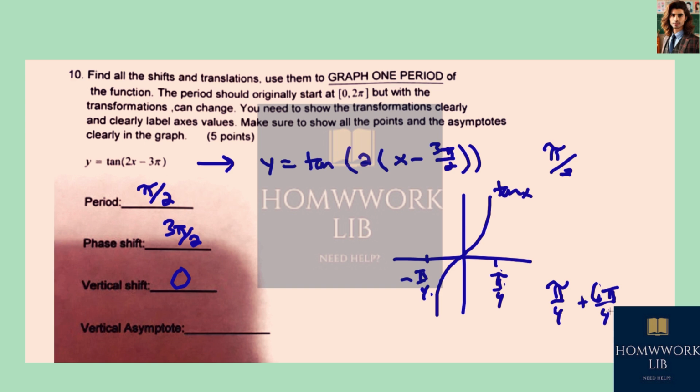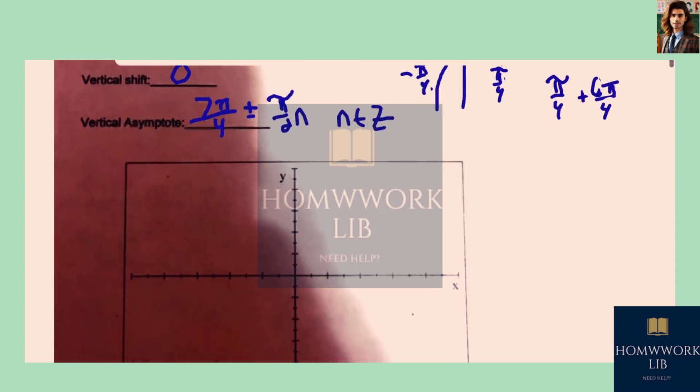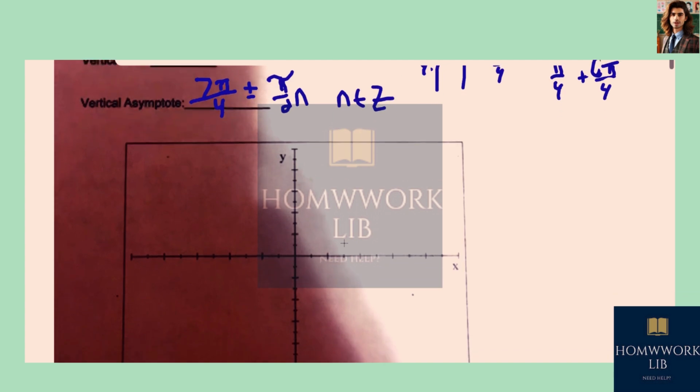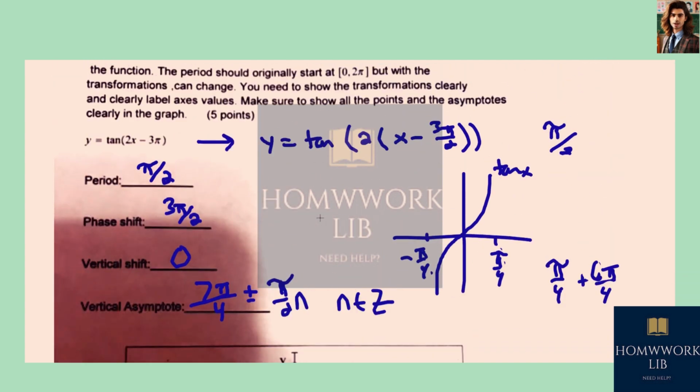So it's now at 7 pi over 4, plus or minus the period, which is pi over 2, where n is an integer. Okay, so we have a vertical asymptote at 7 pi over 4. How many cycles do we do? Make sure we show it.